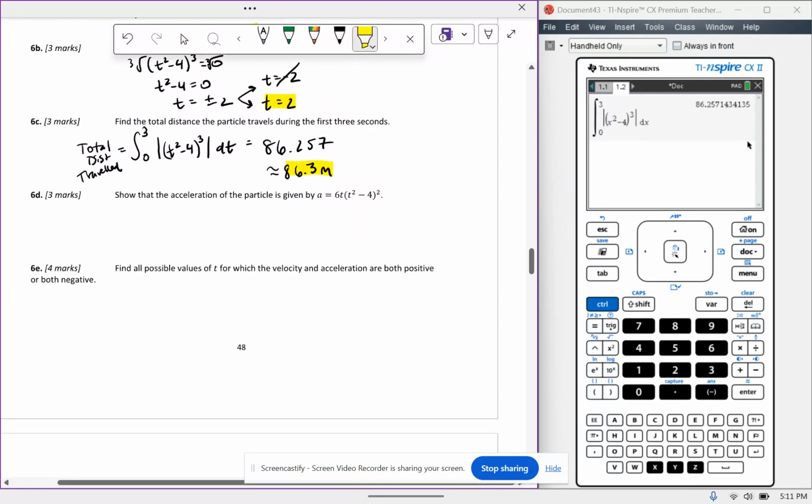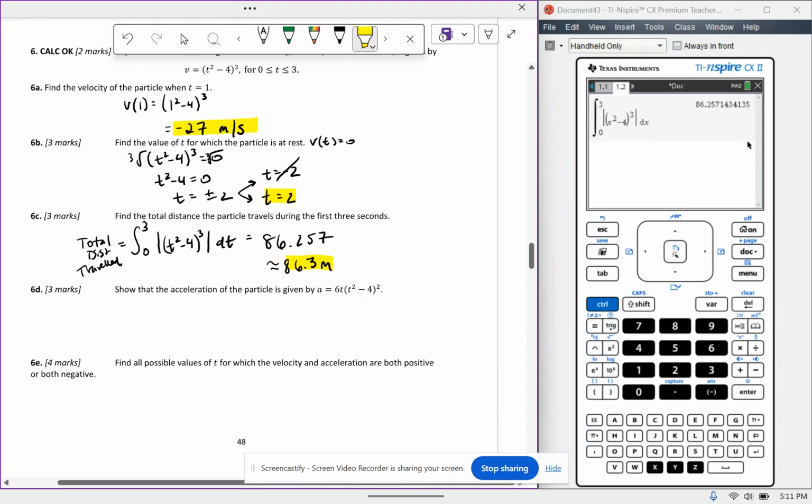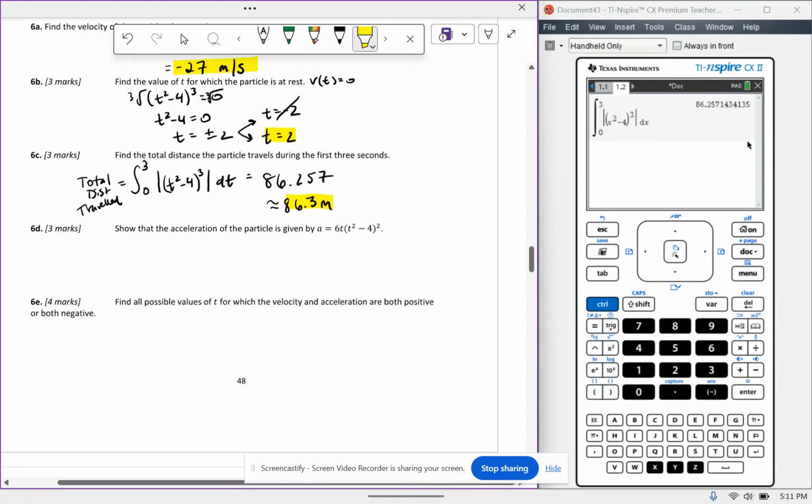And then it says, show that the acceleration of the particle is given by a equals, okay, so we have to take the derivative of the velocity curve and match it to the structure that's right here. So let's go ahead and take the derivative. We're going to start with (t squared minus 4) cubed. So I see that this is going to be a chain rule, right? I have a function within a function. The inner function is t squared minus 4. The outer function is cubing.